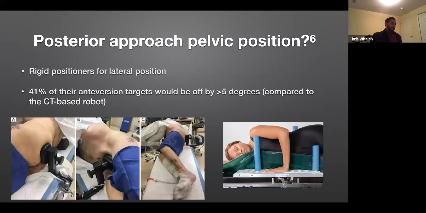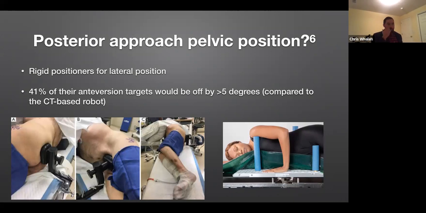Jeremy kind of glossed over how easy the posterior positioning is, but we've all used these positioners, or I used the pegboard in residency a lot. And you think you got it great, and then you're in there and it's just not looking right, or you get an intraop X-ray and realize you were way off of where you thought.